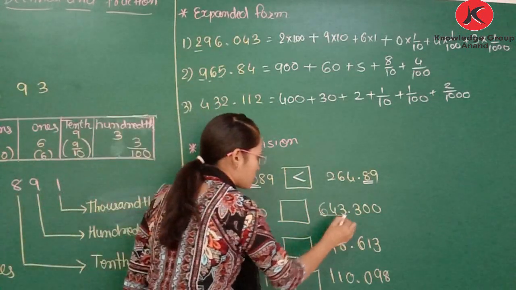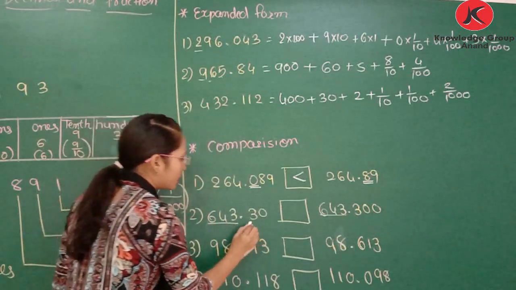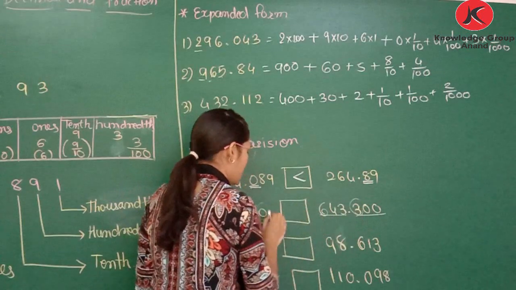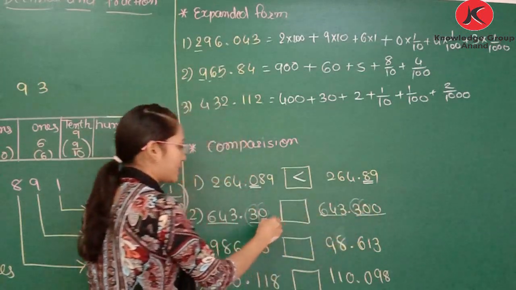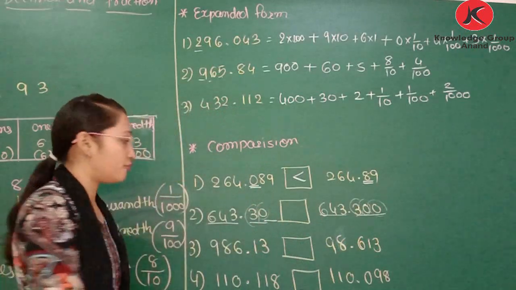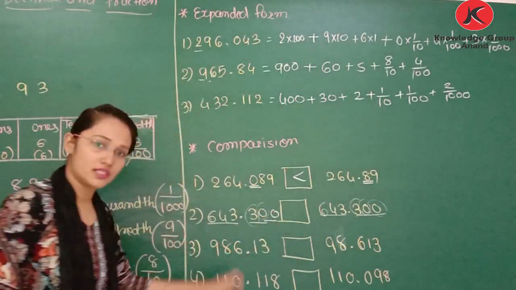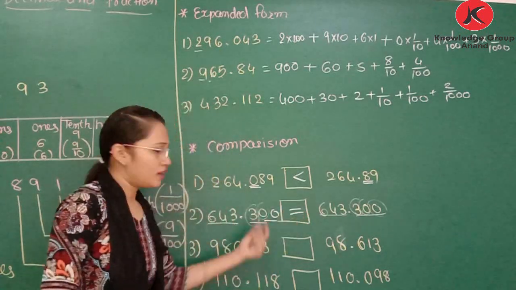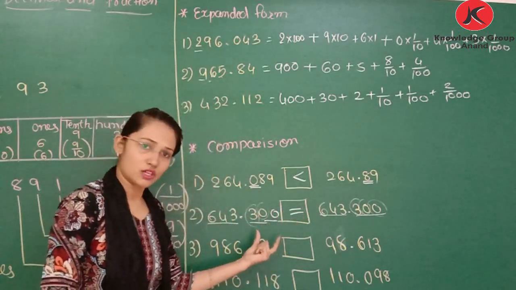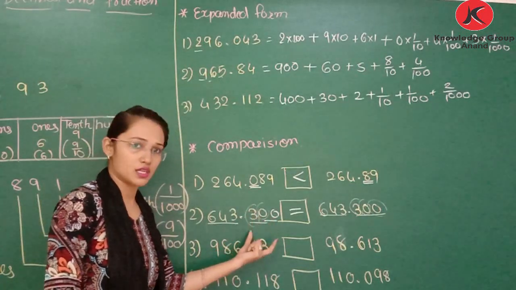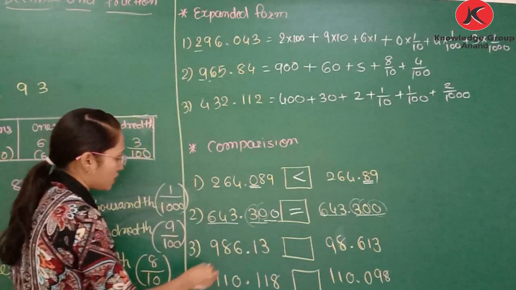Now next. 643. Here it is also 643. 30 and 300. This digit is 3. This digit is 0. And after that there is no digit, but here the digit 0 is there. But we can also write 0 here, and here 0 is considered correct. That's why they are the same. If you add 0 at the end of the last decimal digit, there is no change. It means 30 and 300 are both the same. Clear?